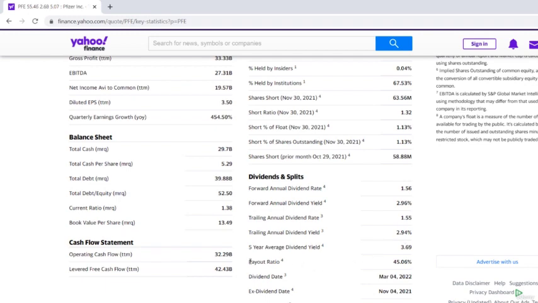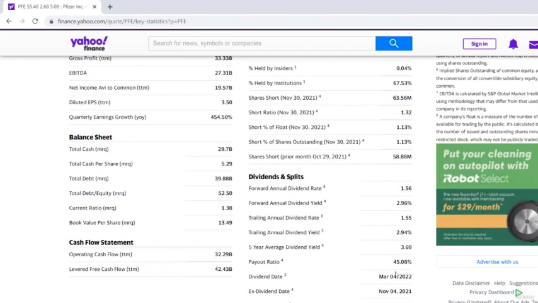And here's what we were looking for, that payout ratio, and it's at 45%. Remember, on a dividend payout ratio, under 70% would be good. Really, anything under 50% is excellent. If you can get under 50%, that's excellent, and they are at 45%. So that's really, really good, right?